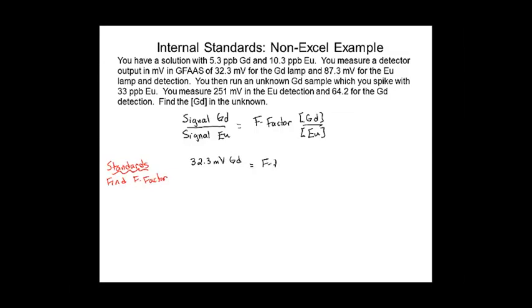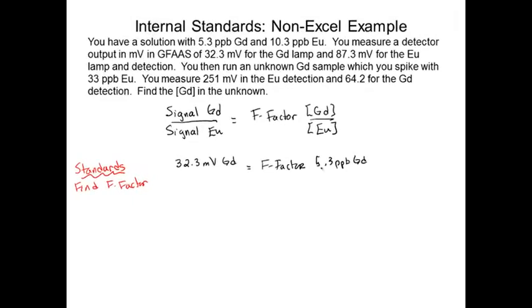And we're going to have an F factor, which we're solving for. If you go up here, you can see that we were working with 5.3 ppb gadolinium when we got that signal. Now let's divide by the europium information. Europium is just going to be given by this in our standard, and we were also given that concentration. So here's our europium, and there's our concentration over here of europium. If you work that math out, I calculated an F factor.